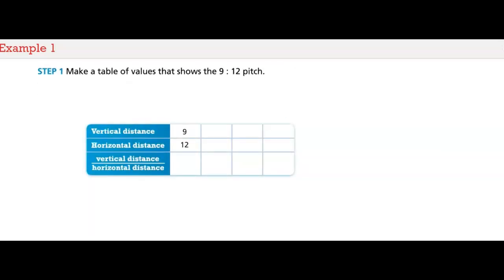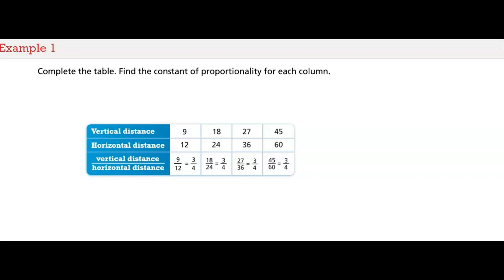We can make a table of values that show the 9 to 12 pitch. How can we find the constant of proportionality? The ratio 9 to 12 can be represented as the fraction 9/12, which reduces to 3/4. Now, complete the table using ratios equivalent to 9 to 12. Since each ratio is equivalent to 3 to 4, the constant of proportionality is 3/4.